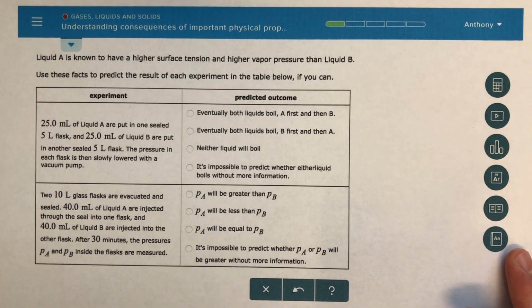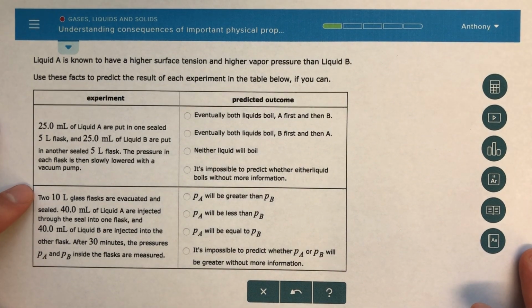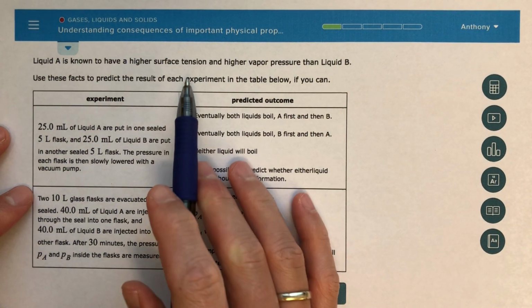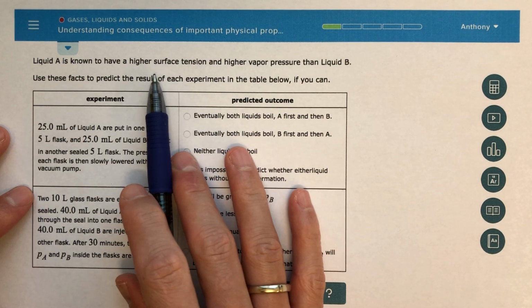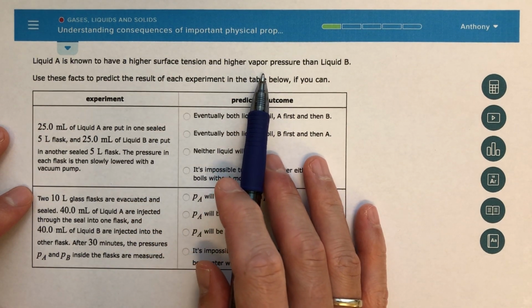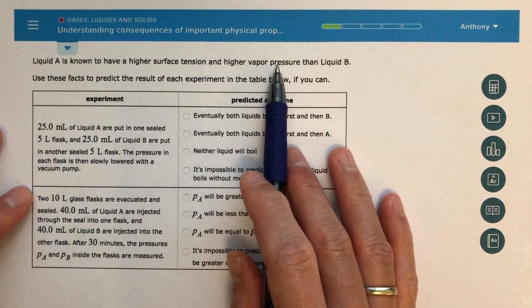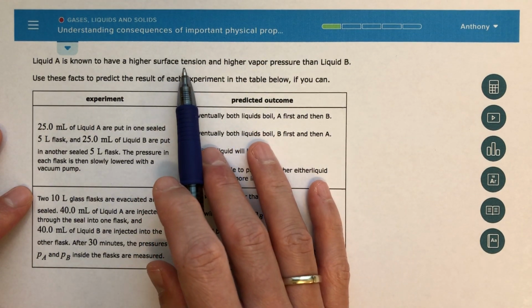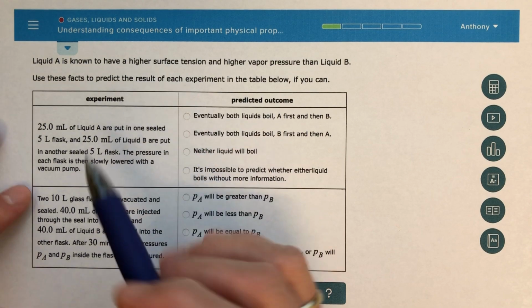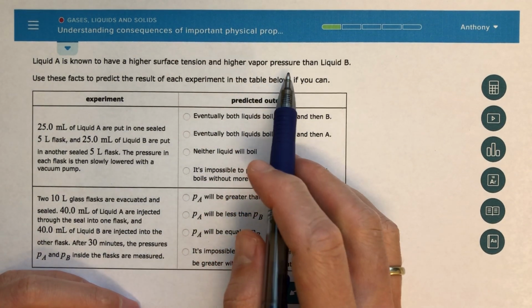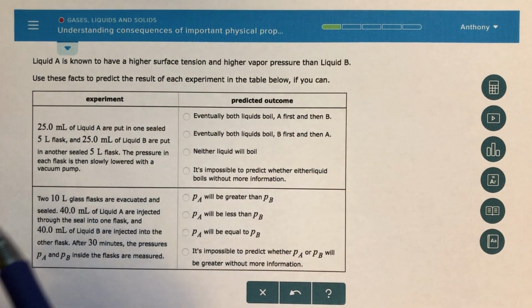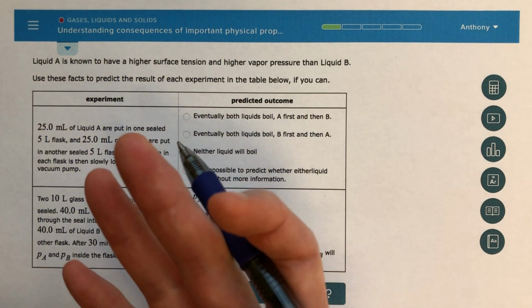Okay, the last one, and this is the one that could be a little bit confusing because it seems like the information that's given is contradictory. Sort of in our crude way that we're thinking about this, where I say liquid A is known to have a higher surface tension and higher vapor pressure, you might say, well, higher surface tension means that it's more stuck together, but higher vapor pressure would actually mean that it's less stuck together. With our fundamental knowledge about vapor pressure, the less stuck together it's going to be, the higher the vapor pressure is going to be.